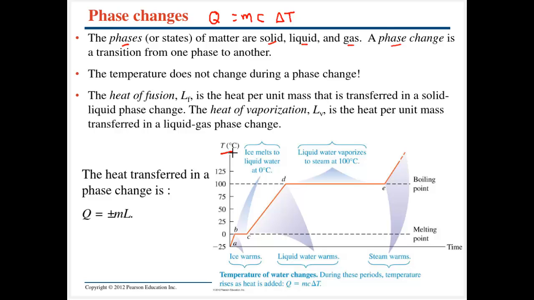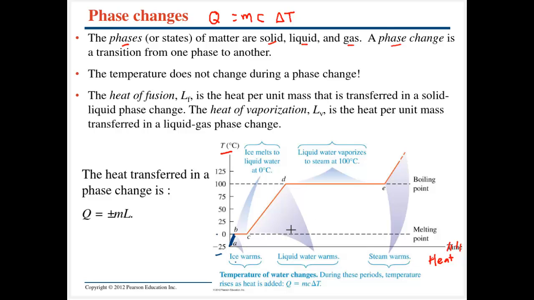If we take a look at the plot of temperature versus, it's got it in terms of time, I'm going to say temperature in terms of heat input, then suppose I have some ice and it's at negative 25 degrees Celsius, and I add some heat, then the temperature is going to change, and you'd expect it to be linear from what we know on the last slide.